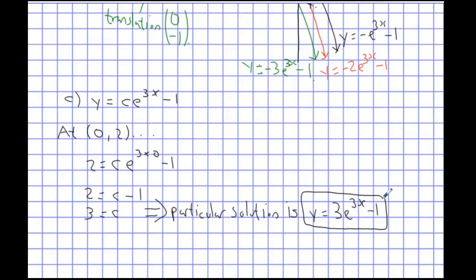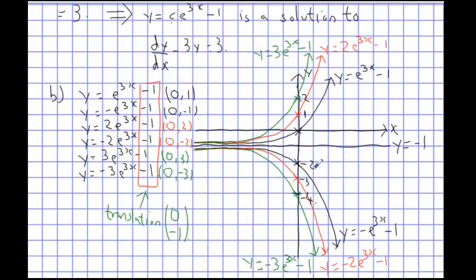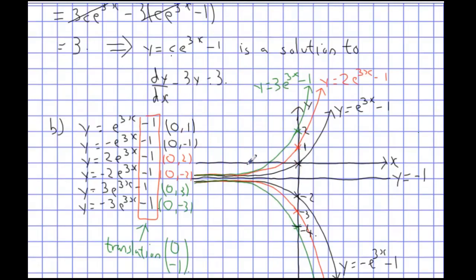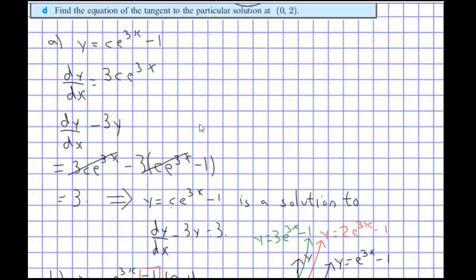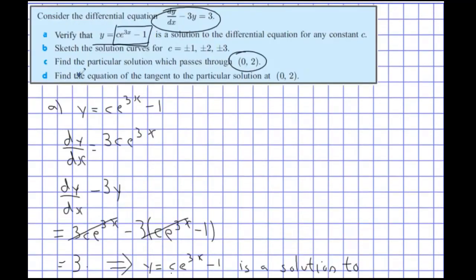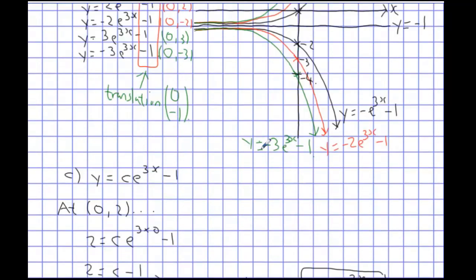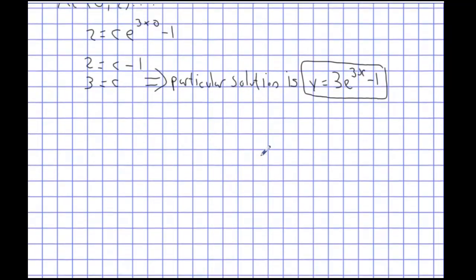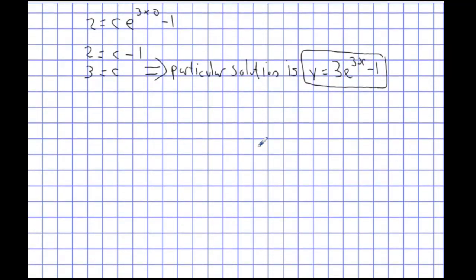And we'll just look at our graph again. You can see this green curve here, y equals 3e to the 3x minus 1, does indeed pass through the point 0, 2. Part D, find the equation of the tangent to the particular solution at 0, 2. Okay, so this is a very friendly last part, I would say, possibly the easiest part.